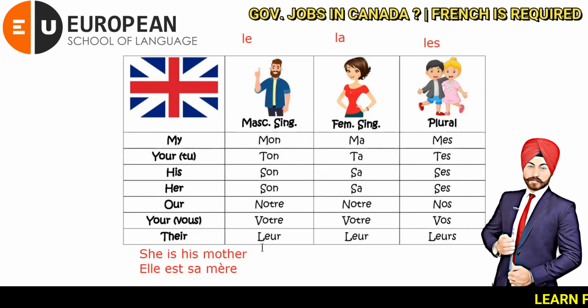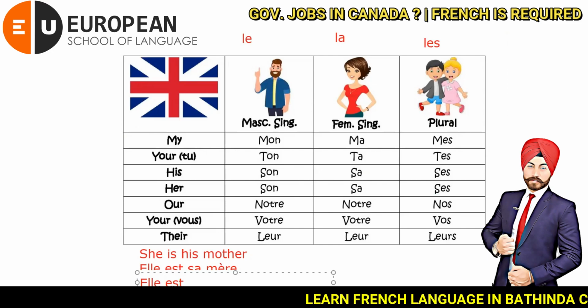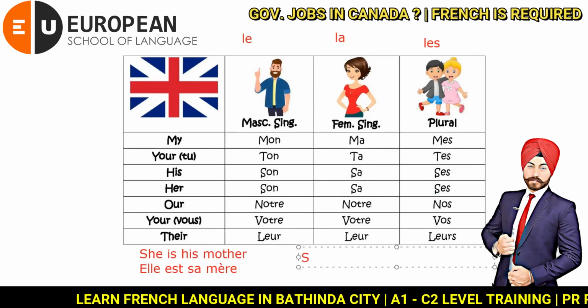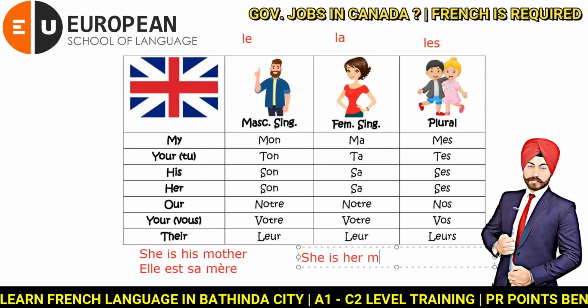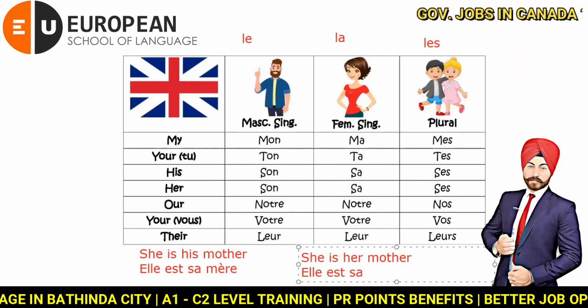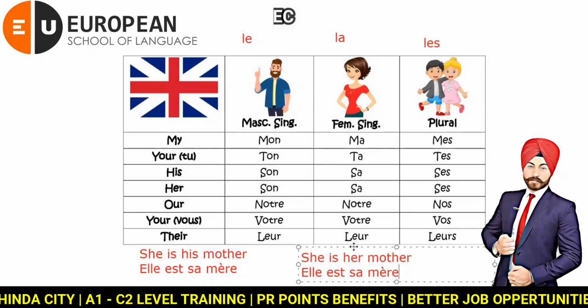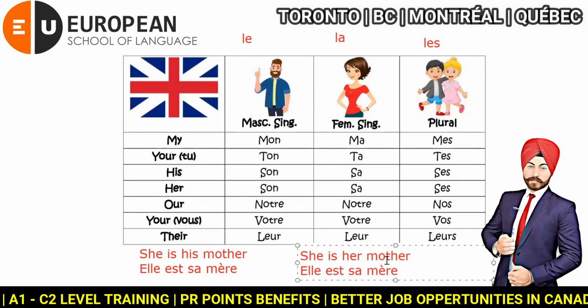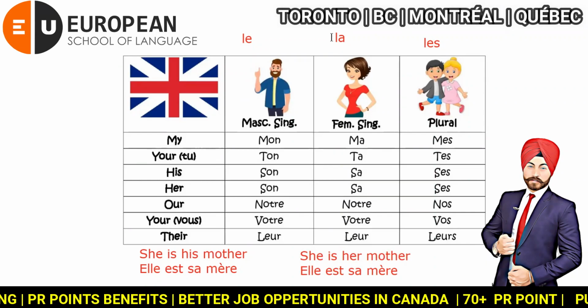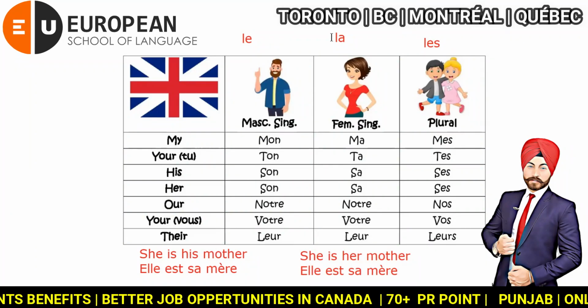ओके, सो सेकेंड सेंटेंस फॉर्मल में कैसे लिख सकते हैं? वी कैन राइट एल ए. If I want to say she is her mother, then I will write again same sentence L A sa mère. For his and her we have same sentence, she is her mother. As you guys can see, his और her के लिए हमारे पास same ही word है यहाँ पर.